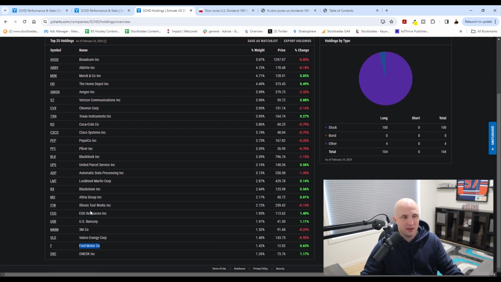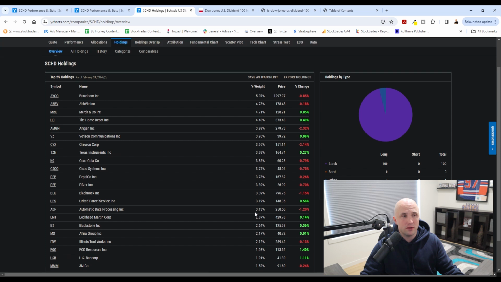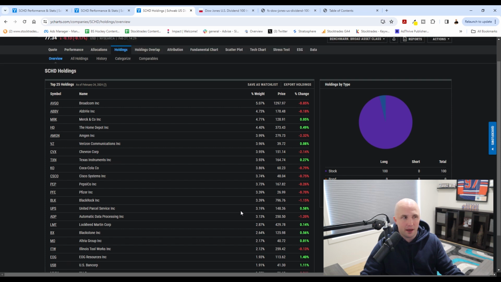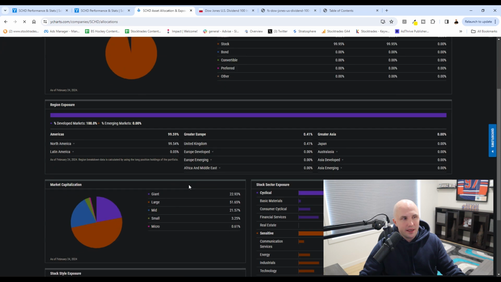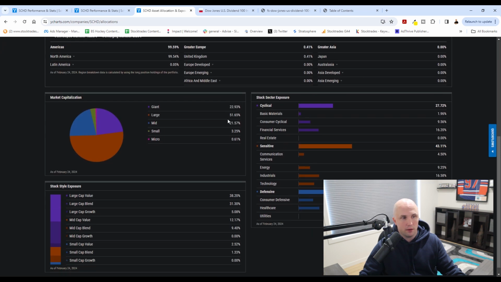There's a lot of holdings here. They don't really make up a ton of the portfolio. I wouldn't say it's equal weighted, but I also wouldn't say that it's really top heavy. So, it's got exposure to 104 of probably the best dividend growth stocks, large cap dividend growth stocks in the United States. And again, if we go back to the allocations, you can see that this is pretty much a large cap value and large cap blend play.